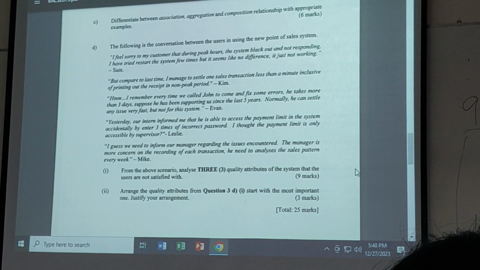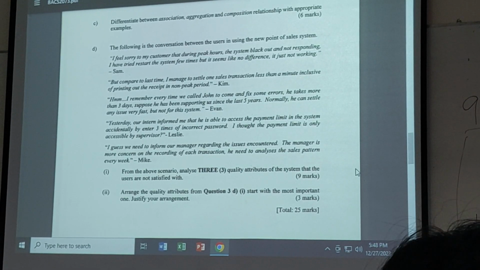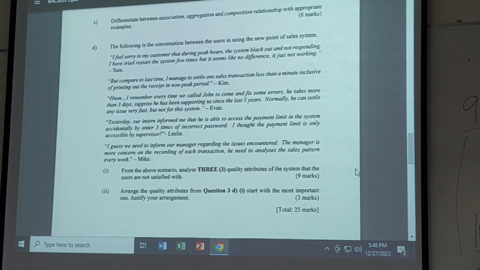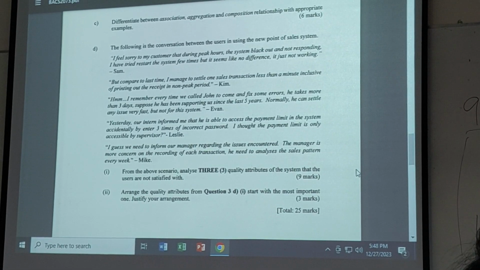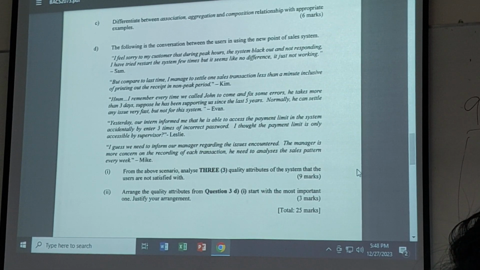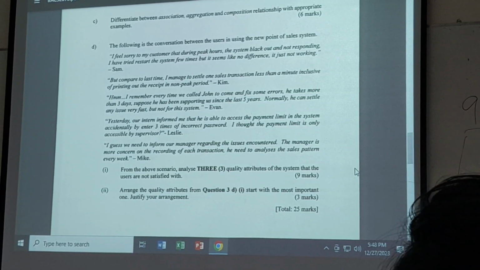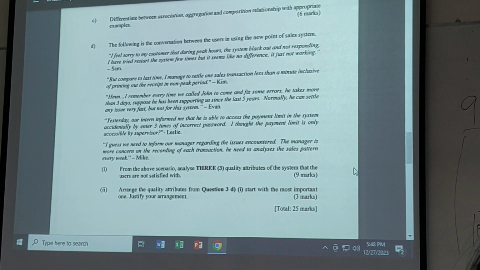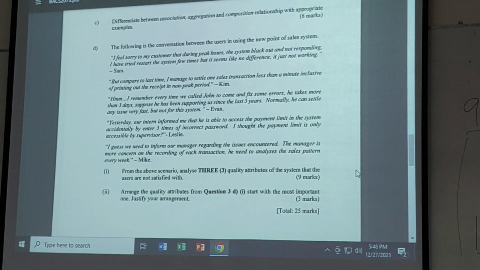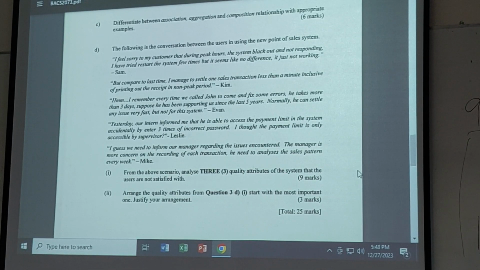Even so, I remember every time we call John to come and fix some error, it takes more than 3 days. Supposedly he has been supporting us for the last 5 years. Normally he settles any issue very fast, but not for this system. Leslie said yesterday, our intern informed me that he is able to access the payment limit in the system accidentally by entering an incorrect password 3 times. I thought the payment limit is only accessible by the supervisor.